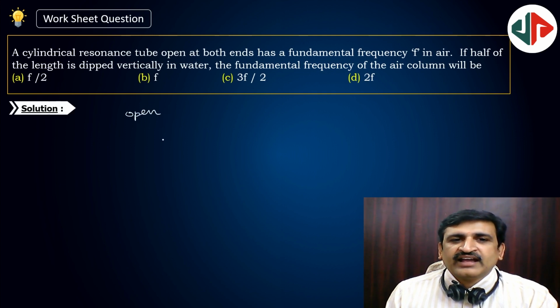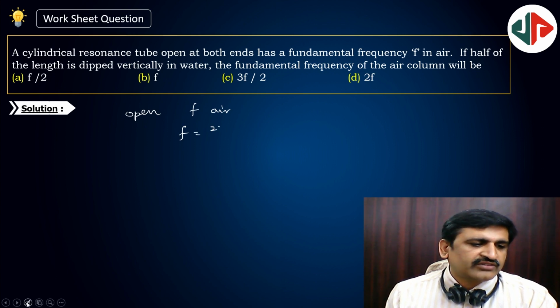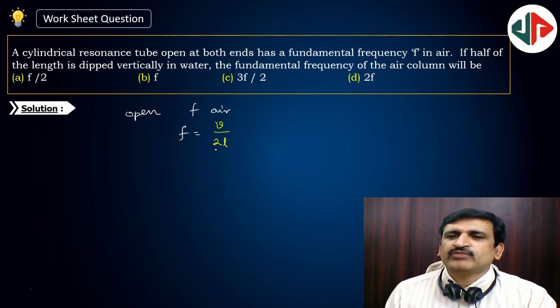Next. A cylindrical resonance tube open pipe has a fundamental frequency F in air. Fundamental frequency, I can write F is equal to V by 2L, right? F is equal to V by 2L. Some people will write N, some people will write F, both are correct only.